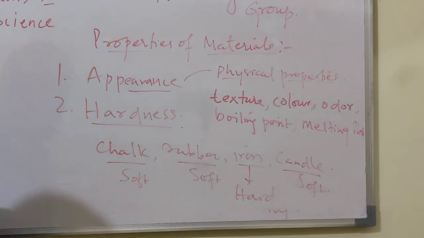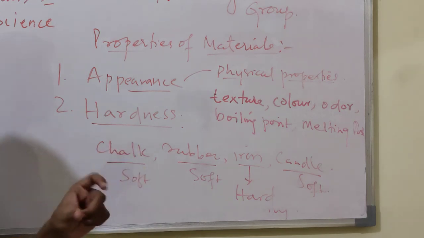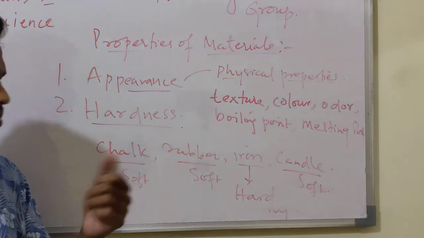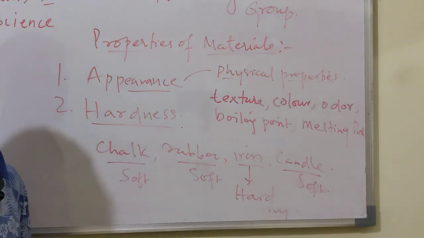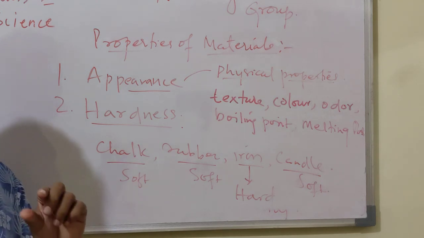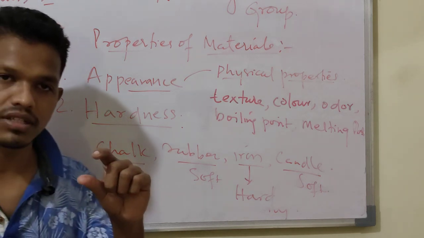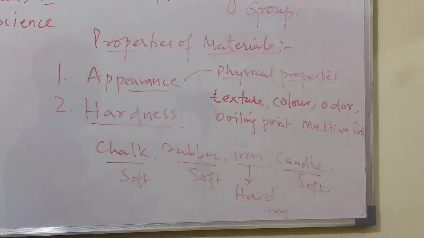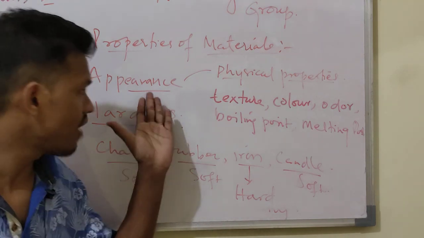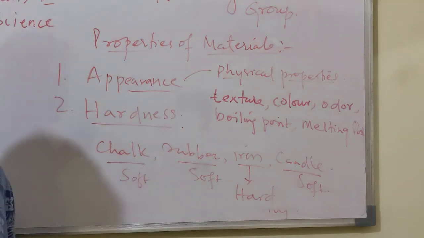And you will also find certain materials which cannot be easily compressed or scratched. Such materials are called hard. There are also materials which can be easily compressed and scratched. Those materials are called soft. So appearance, hardness, and soluble, insoluble we will study in the next chapter.